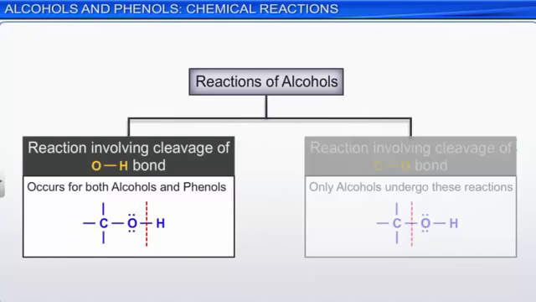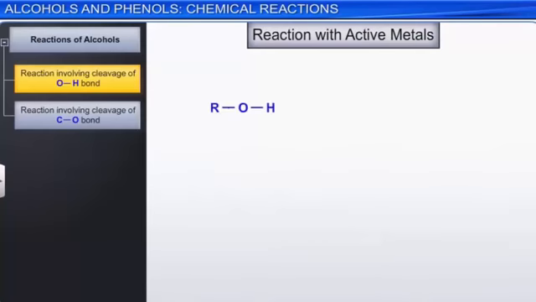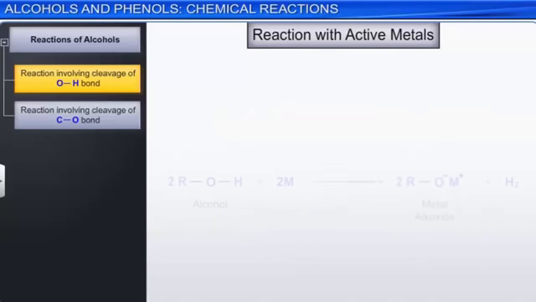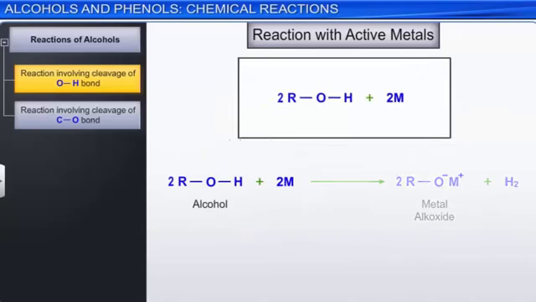Alcohols and phenols react with active metals, such as sodium, potassium, and aluminium, to form alkoxides or phenoxides and hydrogen. The general formula of the reaction is shown here. Notice that the OH bond breaks as the metal alkoxide forms.